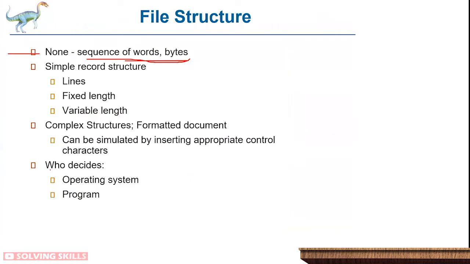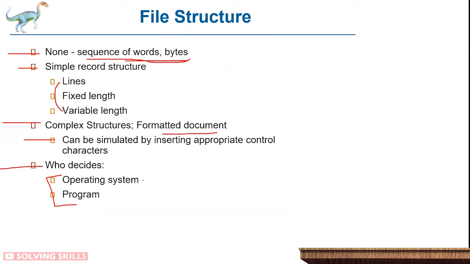So simple, then there are simple record structures like lines, fixed length or variable length, and then there are complex structures, which are formatted documents. As I told you, JPEG can be simulated by inserting appropriate control characters. Who decides the structure? The operating system and the program.